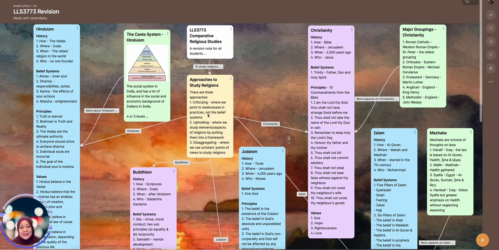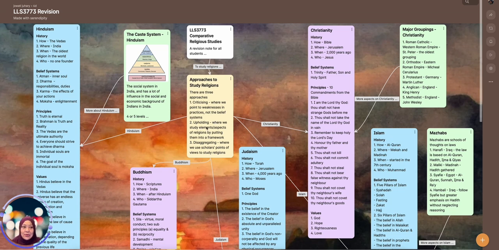And last but not least, the third approach to study religion is disaggregating, and this is where we use scholars' points of view in order for us to understand the religions that we are about to study. So always remember, these are the 3 approaches to study religions: criticizing, upholding, and disaggregating. When you talk about studying religions, as we said just now, we are using upholding.